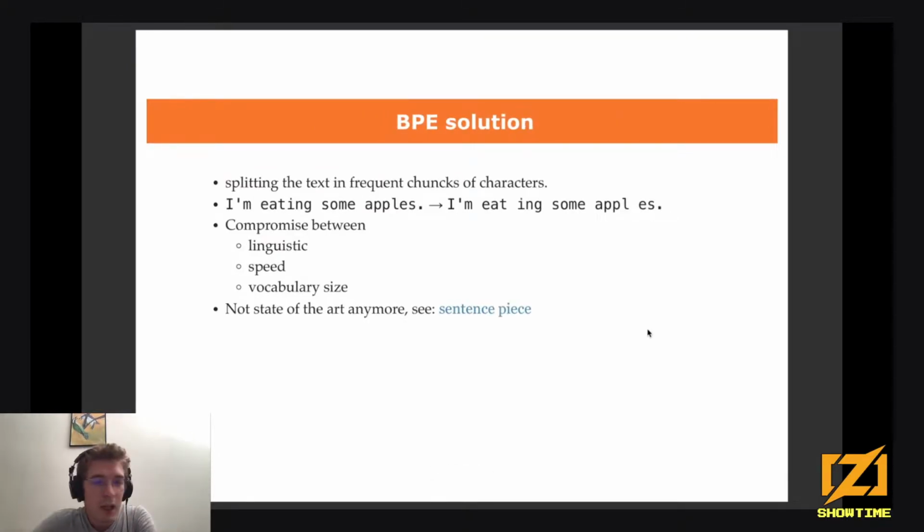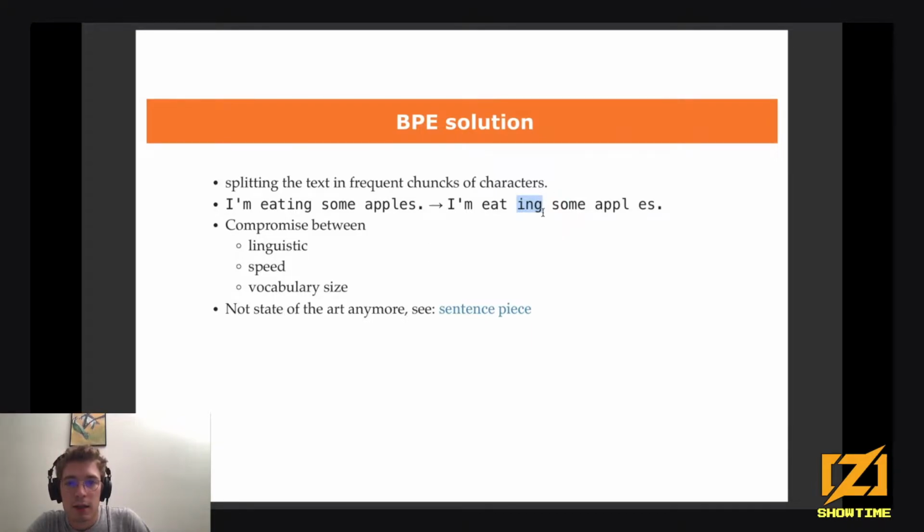So the byte pair encoding solution was to split the text into frequent chunks of characters. I put an example: "I'm eating some apples" might get tokenized like that. You have "I'm", and "eating" will probably be split into two parts. One is the common word "eat", and "ing" is also very frequent in English. So you hope that your byte pair encoding algorithm will keep it as one chunk.